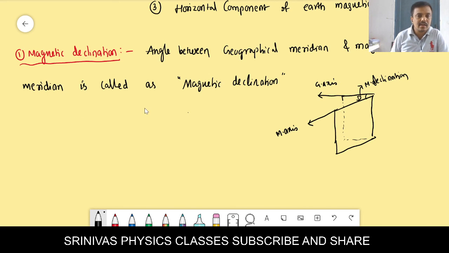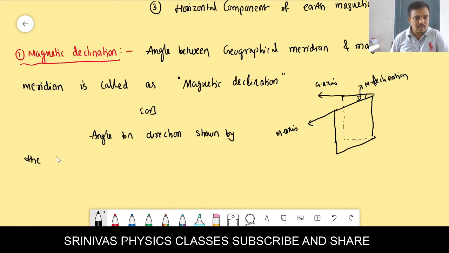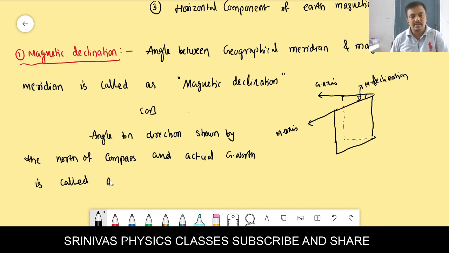or we can also define it like this: the angle between the direction shown by the north of the compass and the actual geographical north is called the magnetic declination. This is also how we can define the magnetic declination.